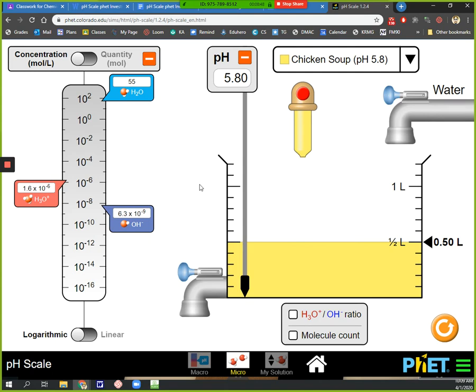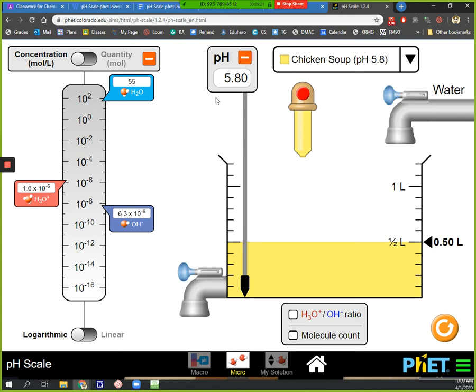So let's talk about some things that we're seeing on this screen. We've got a gauge on the left-hand side, which gives us concentration of hydronium, concentration of hydroxide, and concentration of regular old water molecules. Based on this, if one of the definitions of an acid is that it has a higher hydronium concentration than hydroxide, then we can determine that this right here is an acid.